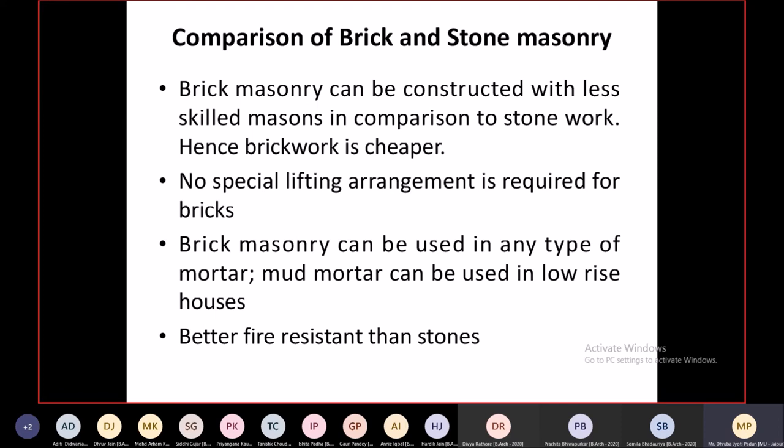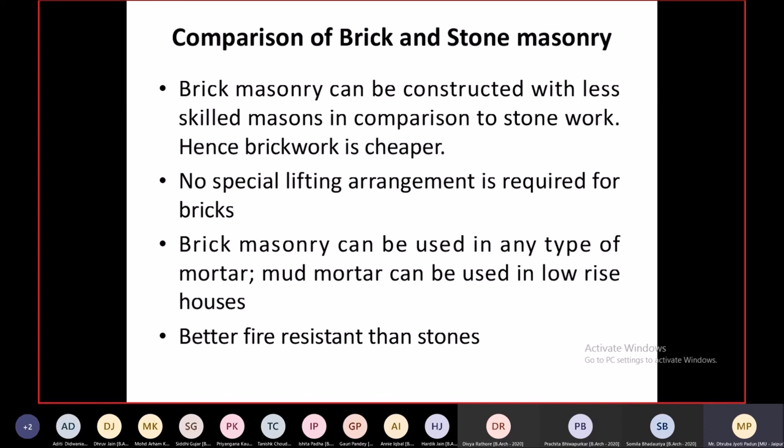And to construct a wall with stone, it requires a little more skill than to construct a wall of bricks. Hence, no special lifting arrangement is required for bricks. If you look at the weight of a brick and a stone unit, it is obvious that the weight of the brick is less than the weight of the stone unit, because units of stone come in larger sizes with heavy weight. So we have to have a special lifting arrangement to construct a structure with stones. These types of extra arrangements we do not have to take in case of brick construction.